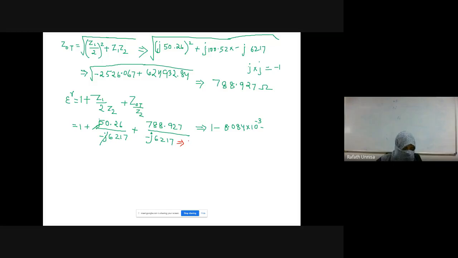The polar form of -j6217 is 6217 at an angle of minus 90. I have given the answer, so that now we can perform the division. 788.927 divided by 6217. Are you getting the same answer? When you perform the division 788.927 divided by 6217, what answer are you getting?